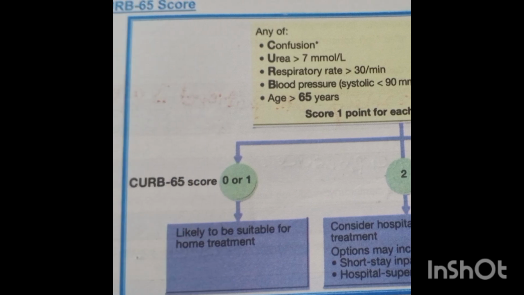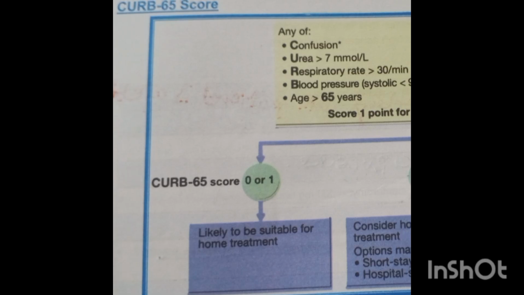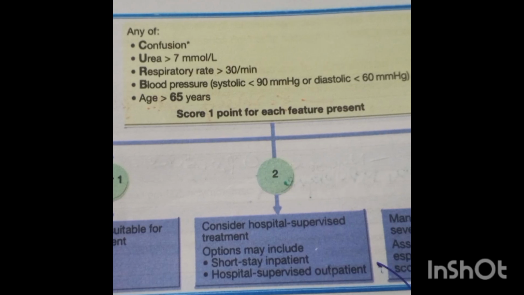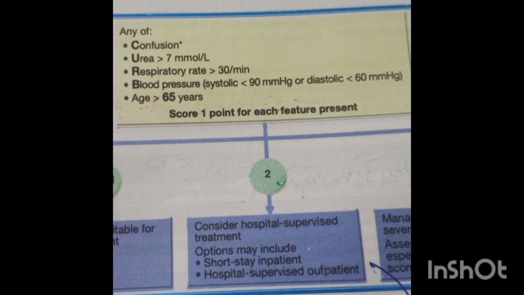If the score is 0 or 1, then we may discharge the patient and send him home, giving him medicines to take. And if the score is 2, we consider hospital admission, and we ask the patient to have a short stay in hospital, as these patients usually have a short hospital stay.